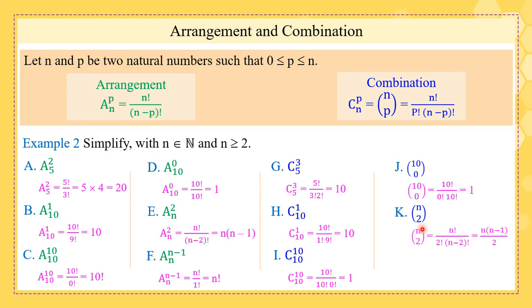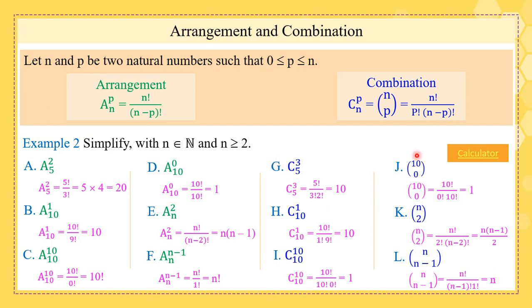This is (n 2), which is n factorial over 2 factorial times (n minus 2) factorial. If we simplify n factorial and (n minus 2) factorial, we get n times (n minus 1), and 2 factorial is 2. And finally, this quantity is n factorial over (n minus 1) factorial times the difference between n and n minus 1, which is 1 factorial, and this is n.